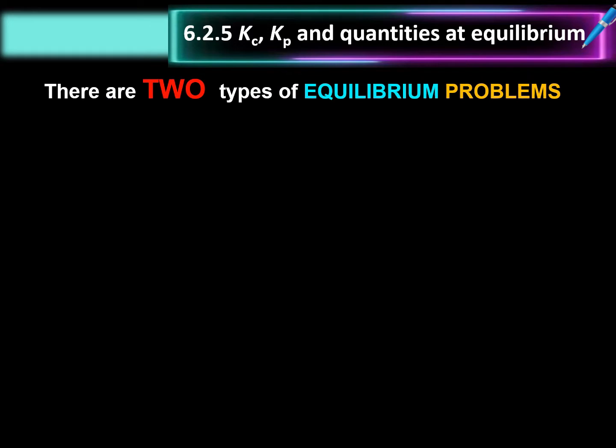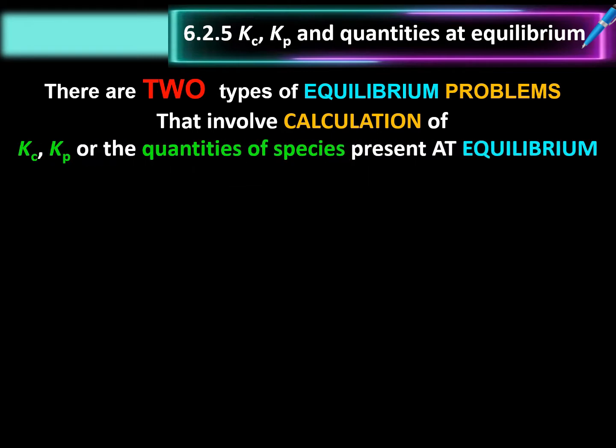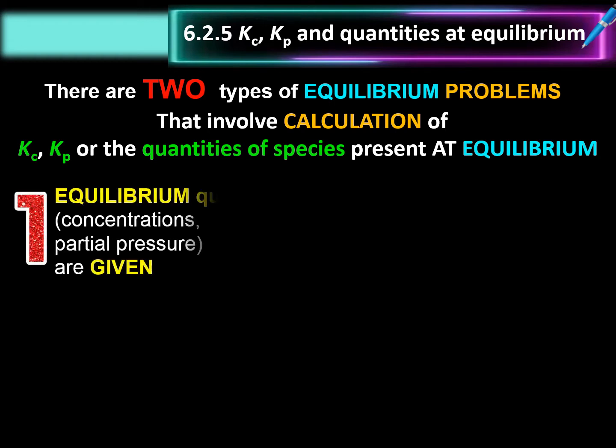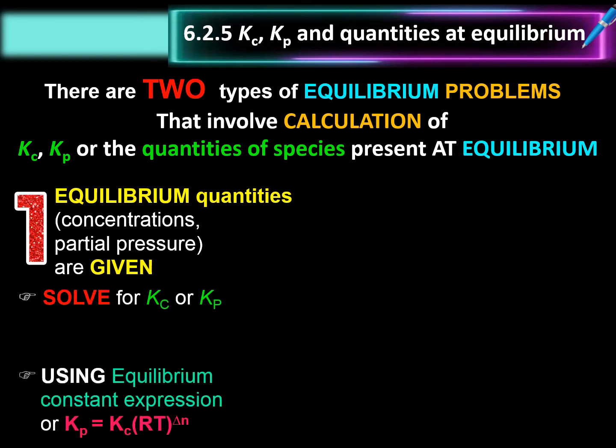There are two types of equilibrium problems involving calculations of the Kc, Kp and the quantities of the species at equilibrium. The first problem is when the equilibrium concentration and pressure are given. We need to find either Kc or Kp or both. We will use the expression or formula of Kp equals Kc(RT)^Δn to solve it.